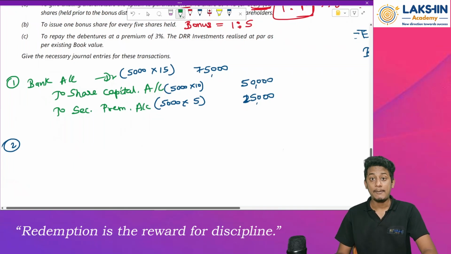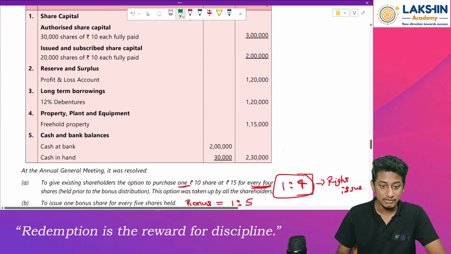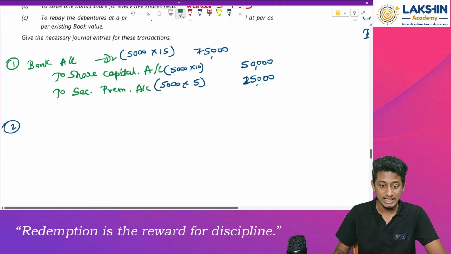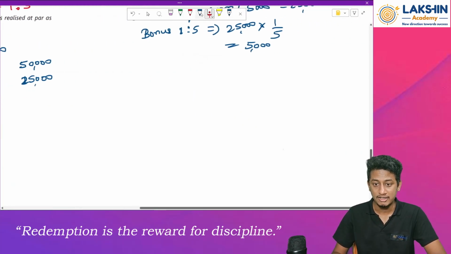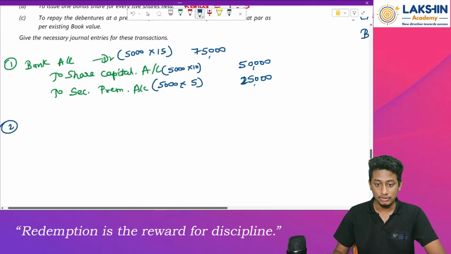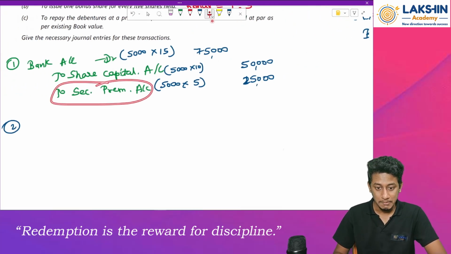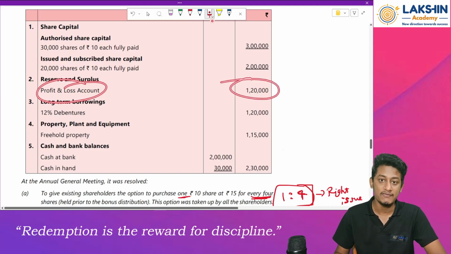First of all, capitalization of the reserves, right? So first of all, taking out the reserves. What reserve can I take? Do we have securities premium? Yes, we have securities premium. Remember? So first of all, use this amount. How much is required first of all? 5,000 shares into 10 per share. That will be rupees 50,000, right? So what I can do is from securities premium account I can use 25,000, and from P&L account I can use 25,000. Clear?